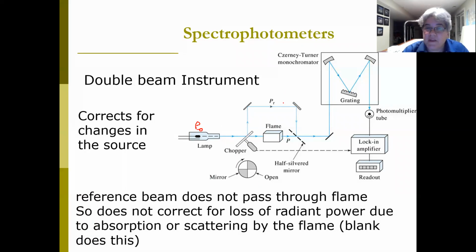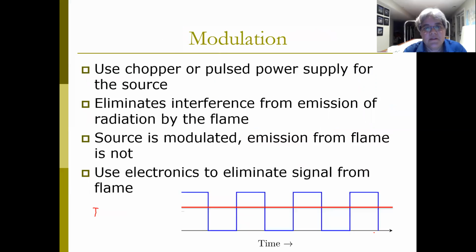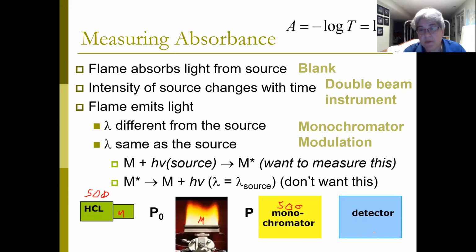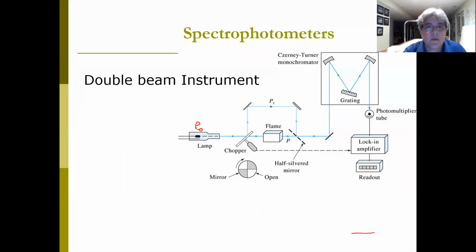Notice the reference beam doesn't go through the flame, so it does not correct for any light that's absorbed by the flame. But remember, that's the job of the blank. All right, so that's the double beam instrument. A little bit complicated, but everything nicely explained here, how we deal with all of these different problems.